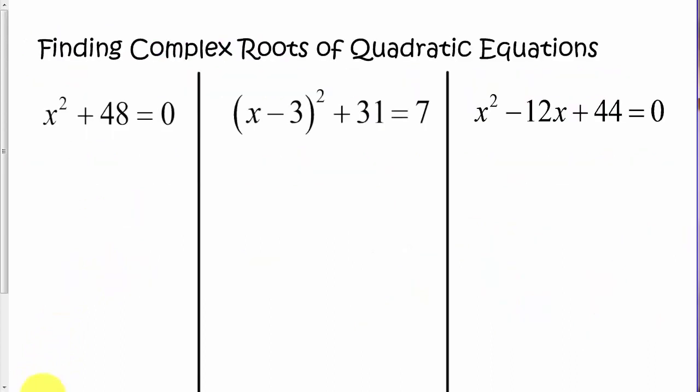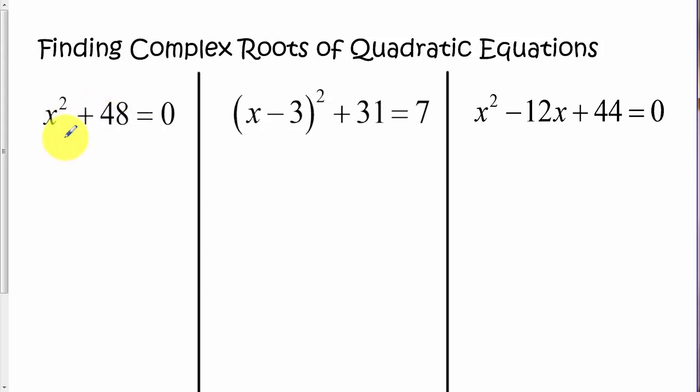Now again, the reason we are talking about complex numbers now is we've been talking about in the last couple of lessons solving quadratic equations. And up until now, if we were taking the square root of a negative number, we would stop and say no solution. Now, if we include the complex number system, we can solve all of these. So let's look at some sample problems here.